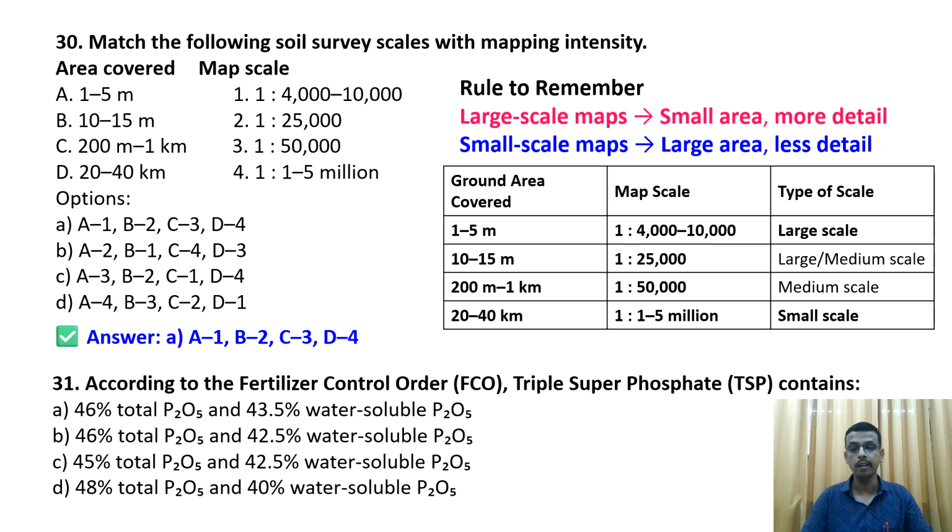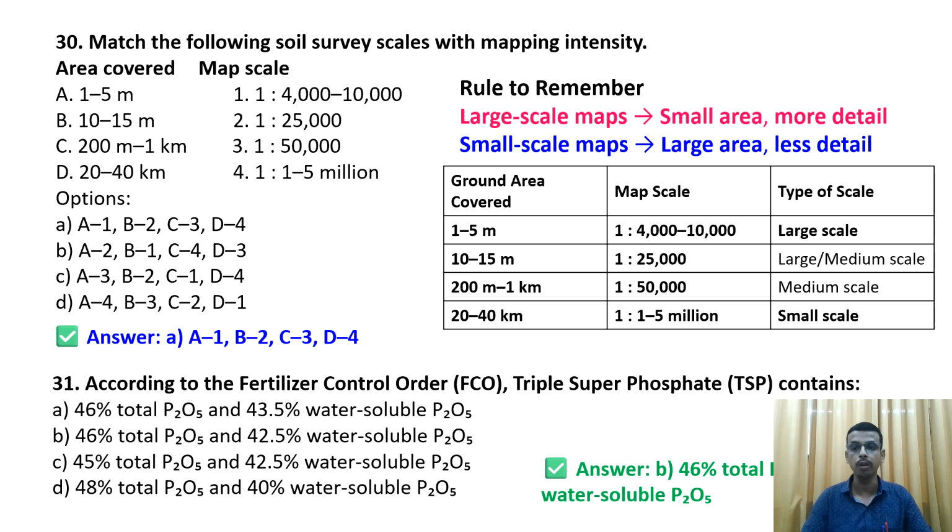Then according to the fertilizer FCO, please read all these Fertilizer Control Orders. What triple superphosphate should contain, or you can say DAP should contain. Probably this will be the answer. 46% total P2O5 and 40 for DAP, it should be 42.5%.